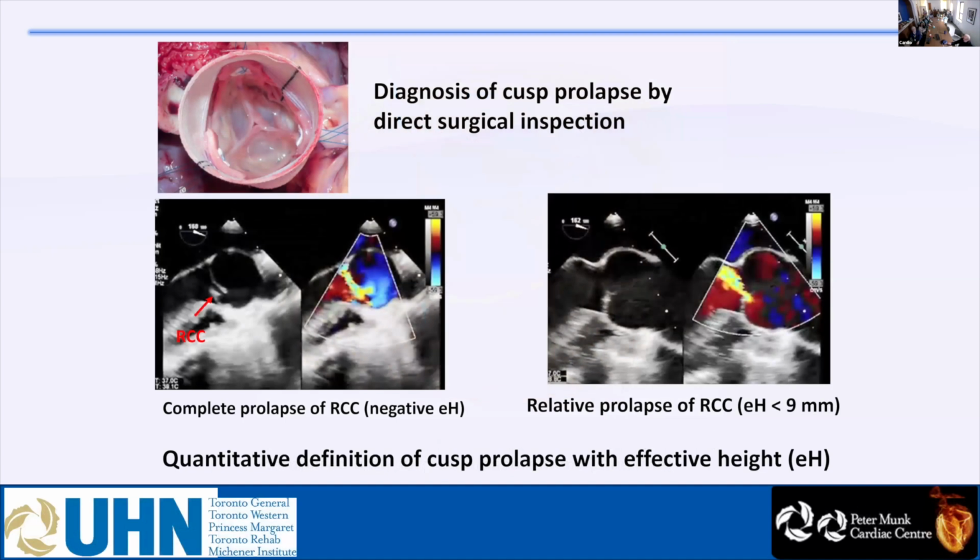So this is, again, the David operation that we call aortic root reimplantation, aortic valve reimplantation. And this is the way that we make a diagnosis of the prolapse. So this is a right coronary cusp prolapse. As you see, this is a complete prolapse, and this is like a partial prolapse.